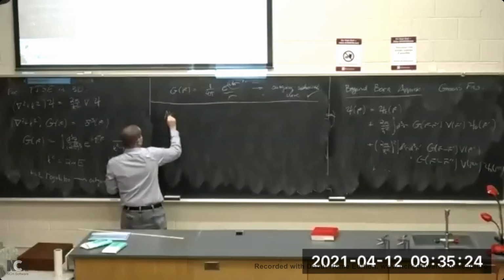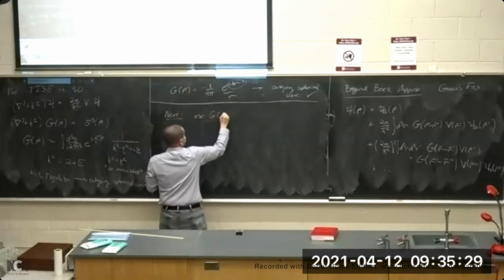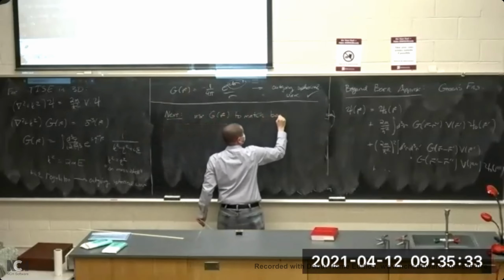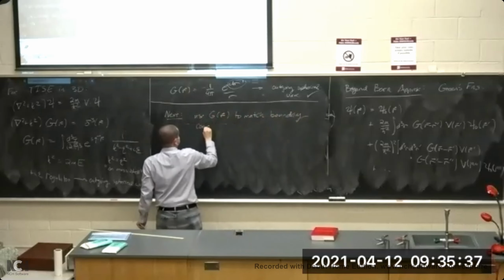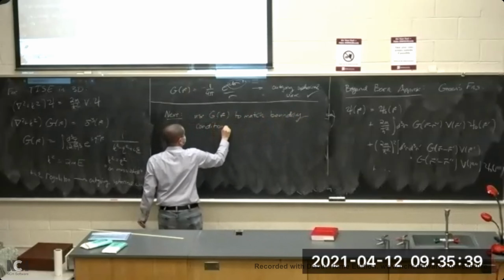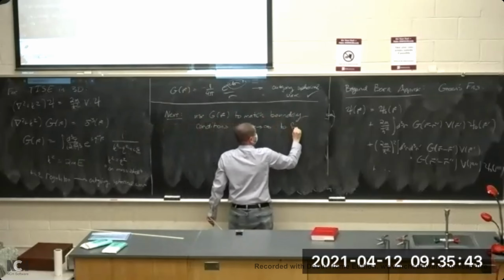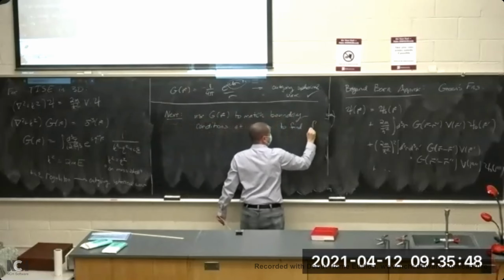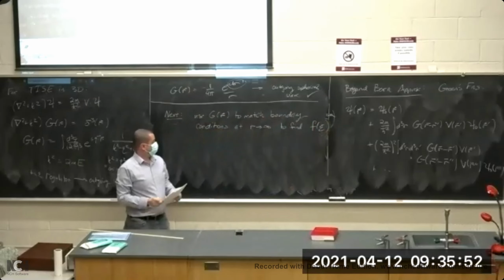Okay, so picking up where we left off, the next step is to use G of r to match boundary conditions at infinity. And matching the boundary conditions on the spherical wave allows us to find the scattering amplitude f of q. Okay, any questions on the review from last time before we pick up where we left off?